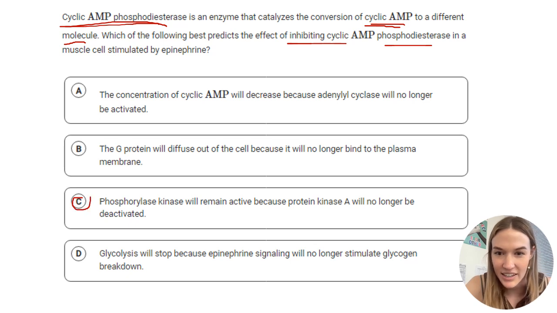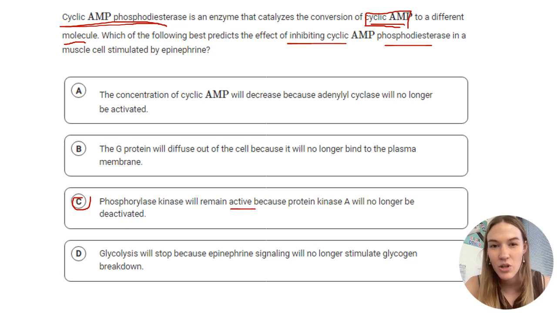Because what we had here was it's converting cyclic AMP, which is supposed to activate PKA, to something else. But if we inhibit that process, well, then we now have cyclic AMP again, which can go activate phosphorylase kinase A, or PKA, and that will have it remain active. So I want you to start thinking through these, draw them out as you need, and I hope that your studying is going well.